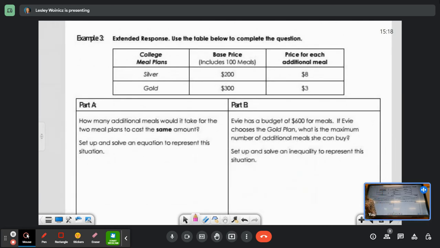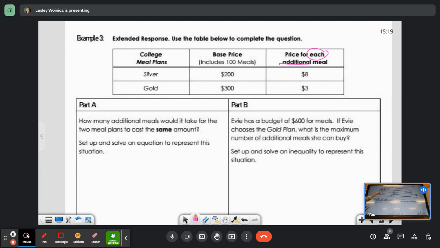We've seen a whole bunch of tables like this, right? So here we are comparing meal plans at college. We have the silver plan and the gold plan. The base price includes 100 meals, and then we have the price for each additional meal. Ooh, I see a keyword. Additional. Per and each. It's the same thing, right? Per, each and every.